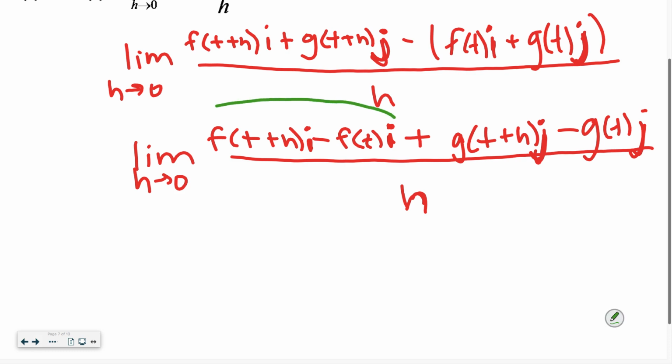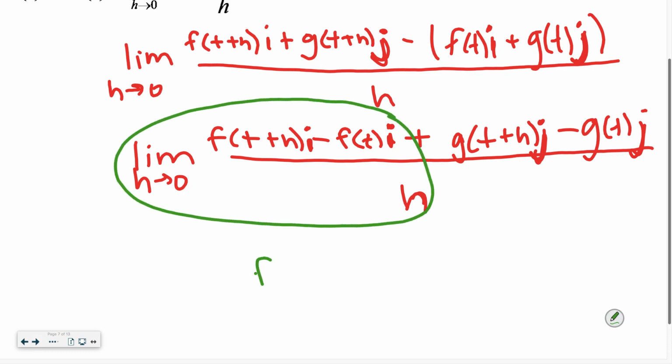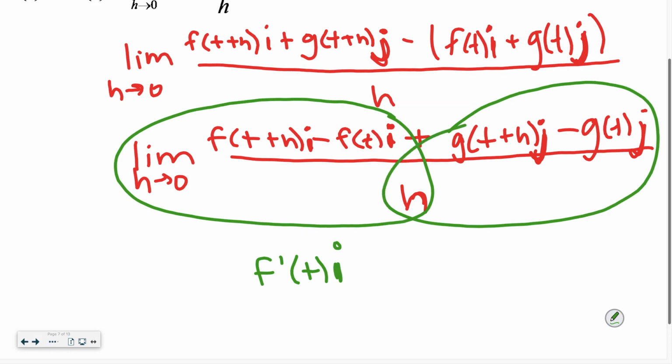So I could take this and say, well, this just means f prime of t, i. And I could take this with the limit and say, well, this is just g prime of t, j. So if I want the derivative of a vector valued function, we can just take the derivative of f times i plus the derivative of g. You okay with that? So it's just the derivative. Yeah.